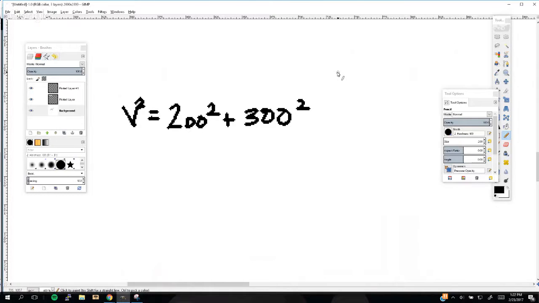Anyway, so if you use the cosine formula, it should give you that B is equal to 425.1.